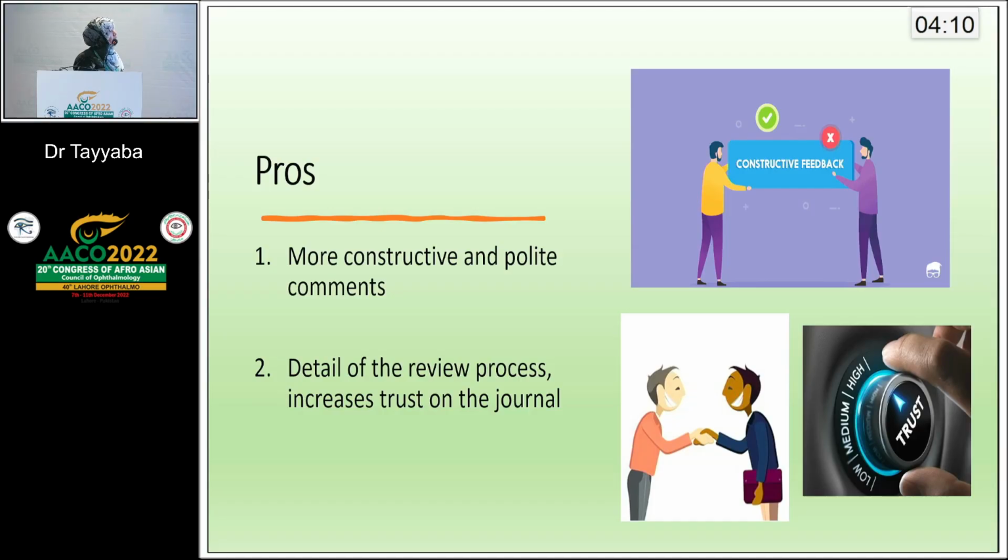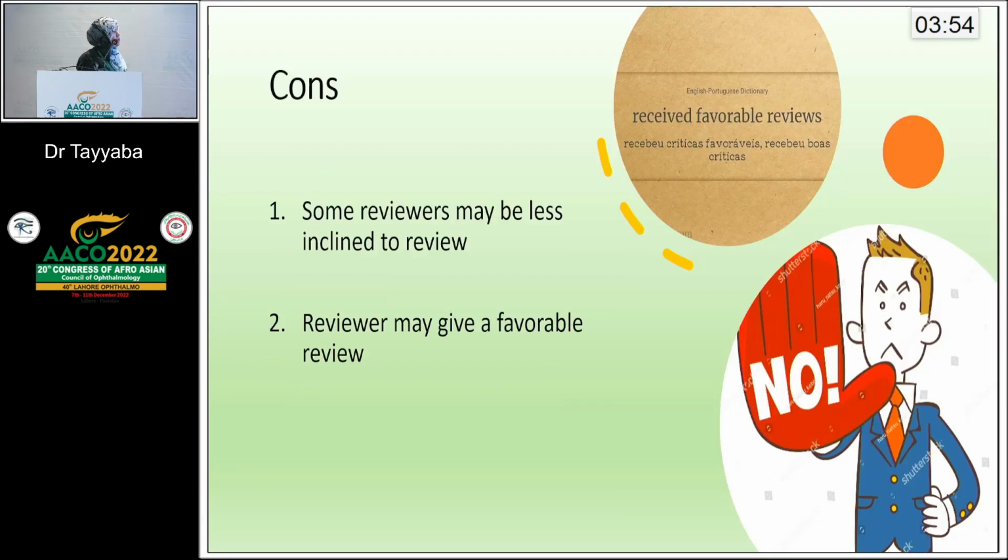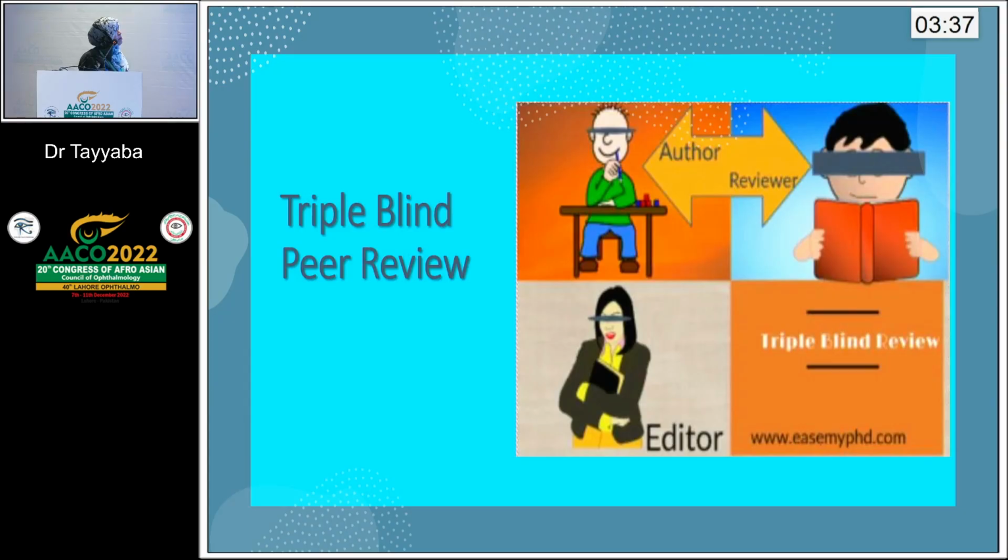Advantages are the reviews are more constructive and more polite, as the reviewer knows his name is going to be published, and the details of the review process increase the trust of the journal. Disadvantages: sometimes as the name of the reviewer is going to be disclosed, there are reviewers who say no to review the article. Triple blind peer review is not commonly followed, and is difficult to follow, in which the author, the reviewer, and the editor are all blinded.